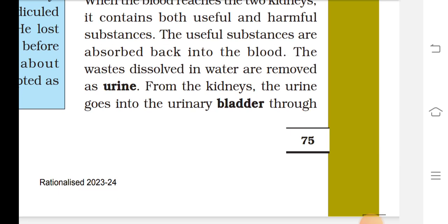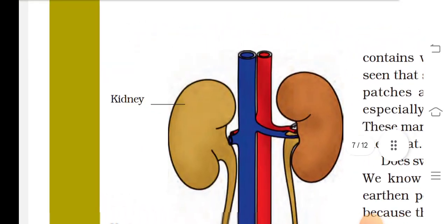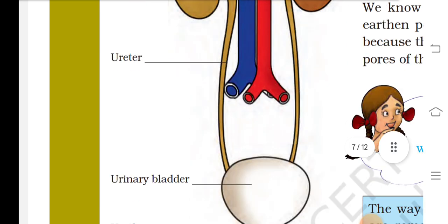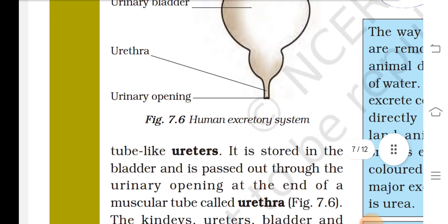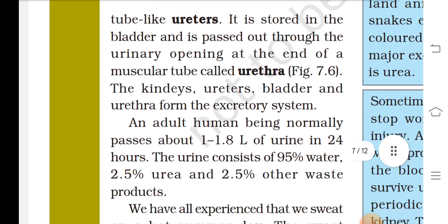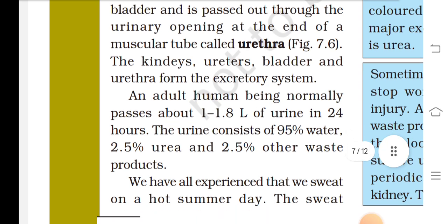The useful substances are absorbed back into the blood. The waste dissolved in water is removed as urine. From the kidney, the urine goes into the urinary bladder through tube-like ureters. It is stored in the bladder and then passed out through the urinary opening at the end of the muscular tube called urethra.